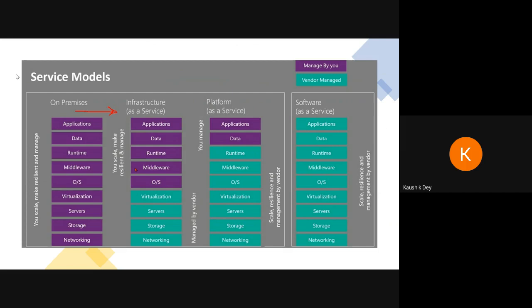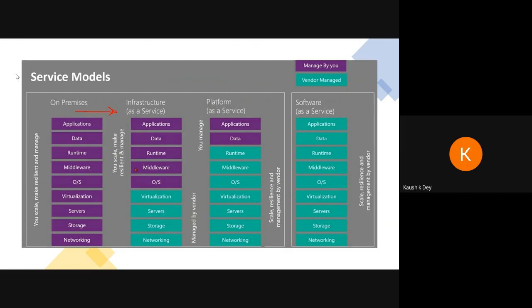And when we go to infrastructure as a service, IaaS, you have to provide to the cloud your application, data, runtime, and operating system. Let's say you have one website, one application that you want to deploy in the cloud. You use your own data and your own operating system, but the cloud will manage your servers, storage, networking, and virtualization, the VMs. That is called infrastructure as a service.